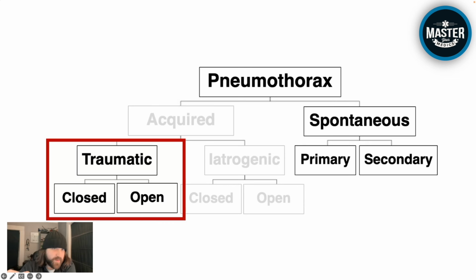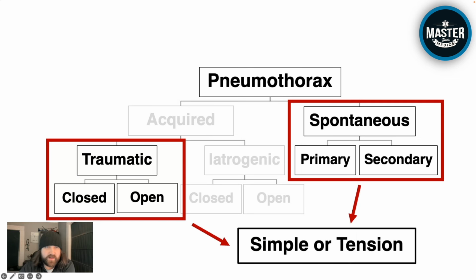And then you have open pneumothorax, where there's communication, right? So it's a communicating pneumothorax with the atmosphere. Basically, air is drawn into the pleural space during inspiration and then forced out during expiration. And that usually results in a partial lung collapse, fortunately. Both can be described as either simple or tension. So we can have spontaneous or traumatic. We can have primary spontaneous, secondary spontaneous. We can have closed traumatic or open traumatic. And then we can have simple traumatic or tension traumatic, simple spontaneous or tension spontaneous, right?